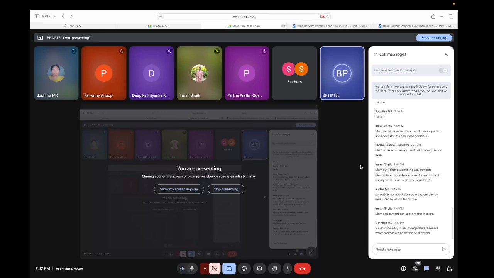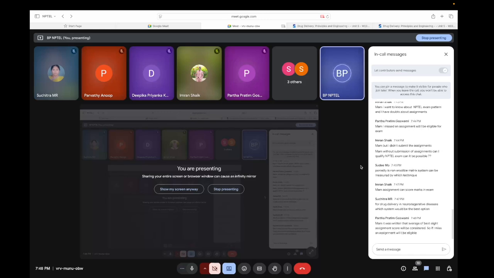For drug delivery in neurodegenerative diseases, which systems would be the best option? It would depend on where you want to deliver these systems for your diseases specifically. What is your site of injection or your site of delivery? Based on that, you can select a system.